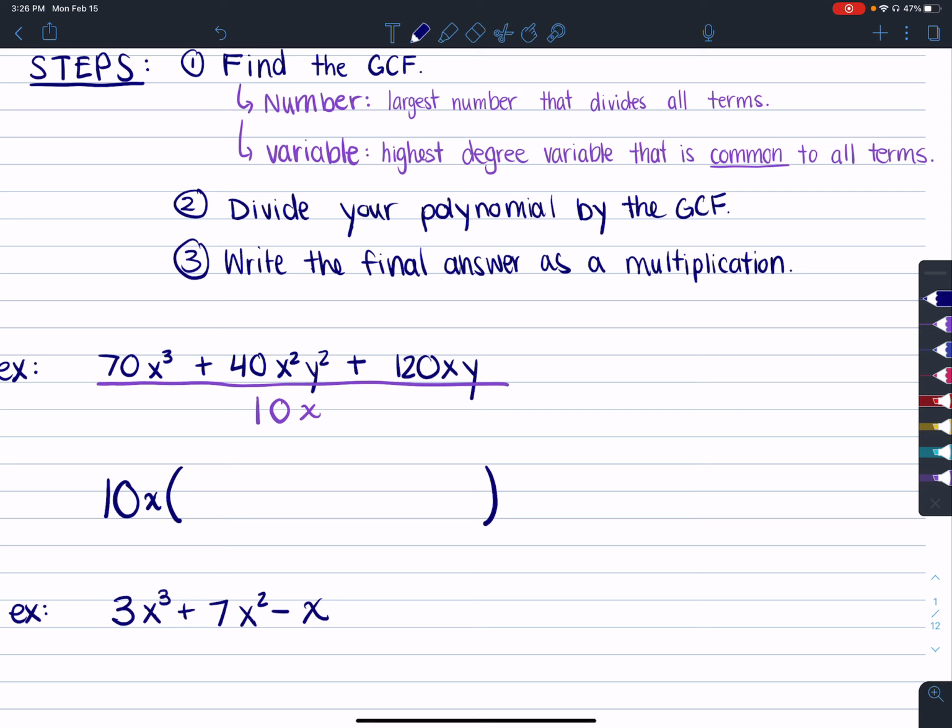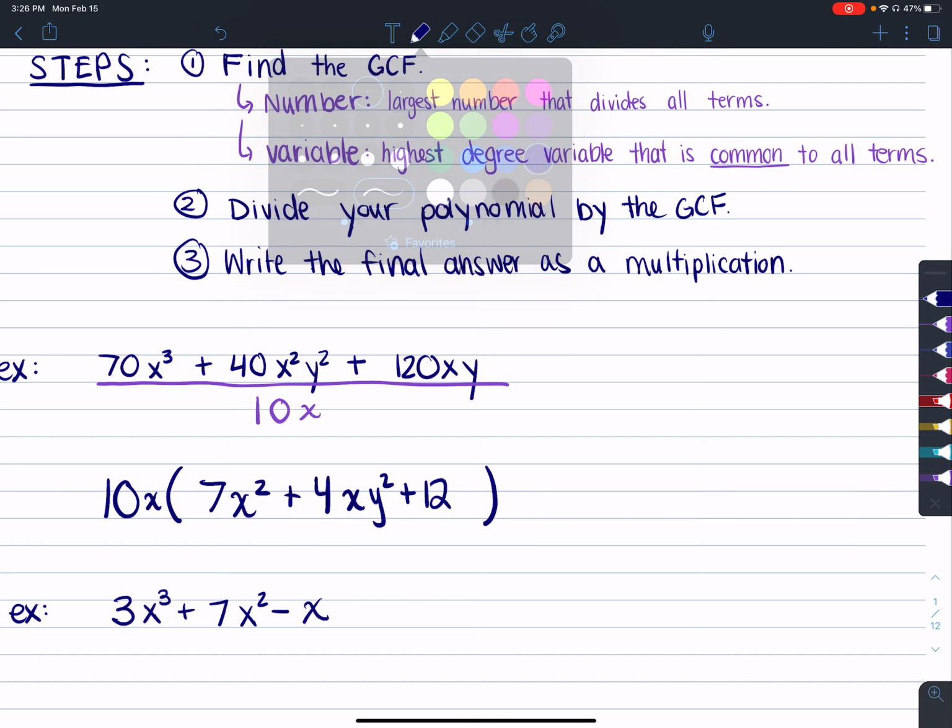So 70 divided by 10, 7. X cubed divided by x squared. And we continue. 40 divided by 10, x squared divided by x, 120, and x divided by x.